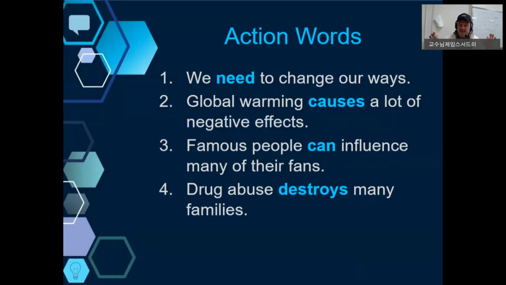We need to change our ways. See that? Need to change our ways. Global warming causes a lot of negative effects. Famous people can influence many of their fans. Drug abuse destroys many families. So there's a stretching.